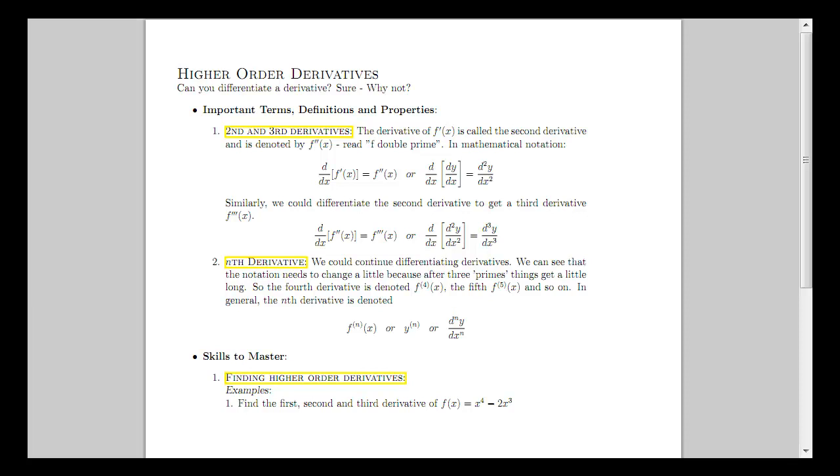So let's practice finding some higher order derivatives. It's really not that difficult. You just need to keep track of where you are. Okay, so let's go to the eBoard and try these out.